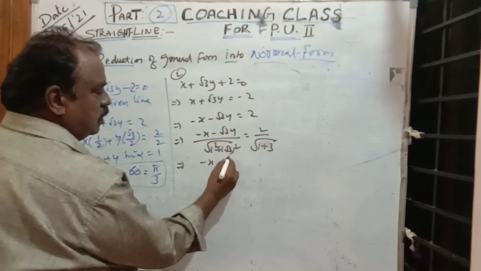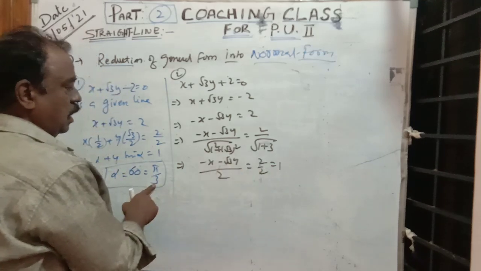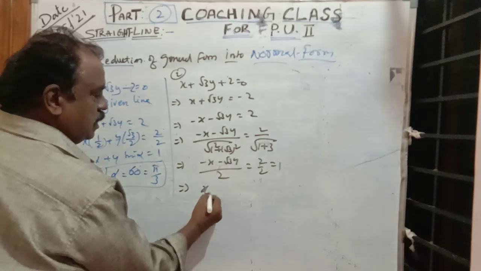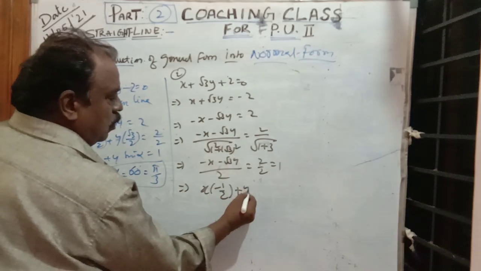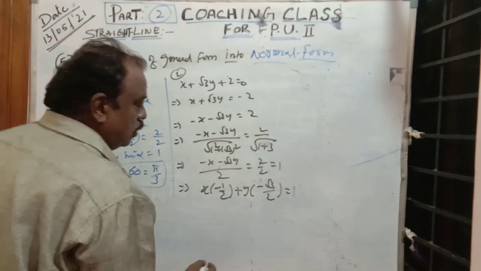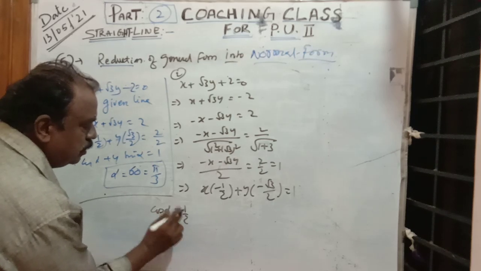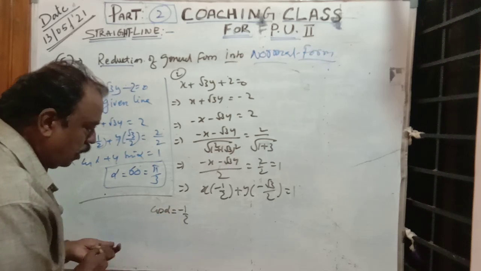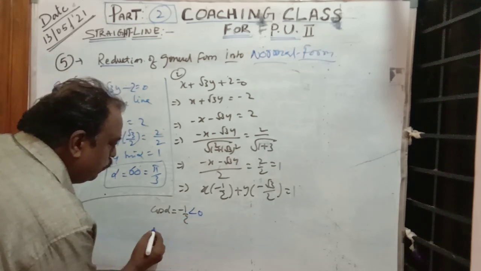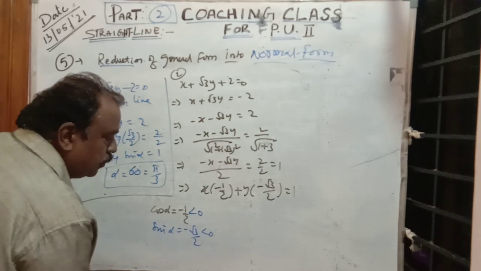Or otherwise I will write it clearly. It is 2 by 2 is equal to 1. The length of normal will not be changed. But it is x of minus 1 by 2, y of minus root 3 by 2 is equal to 1. So here what is cos alpha? Cos alpha is 1 by 2, it is negative. And sin alpha is minus root 3 by 2, also negative.